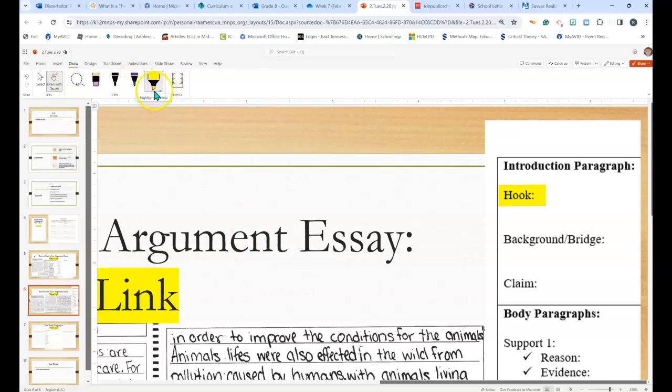We are going to make the background orange. So let's find orange here. The background is going to be orange. And you might want to put a box around it so you can still see it. I'm going to make the claim green. So green for the claim.